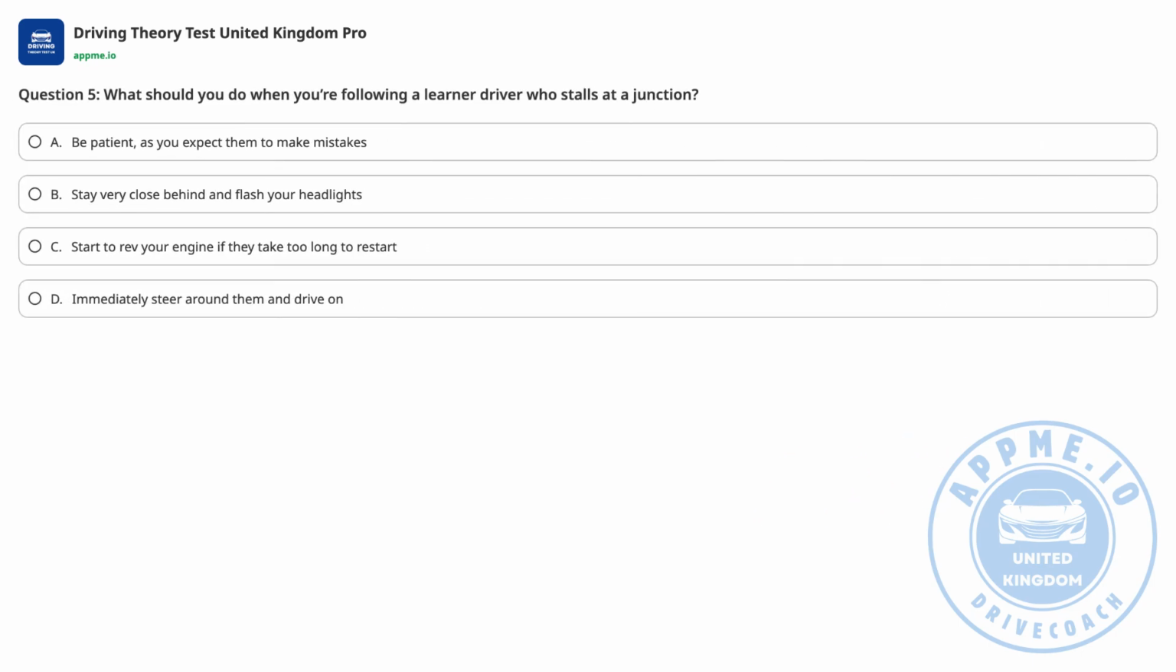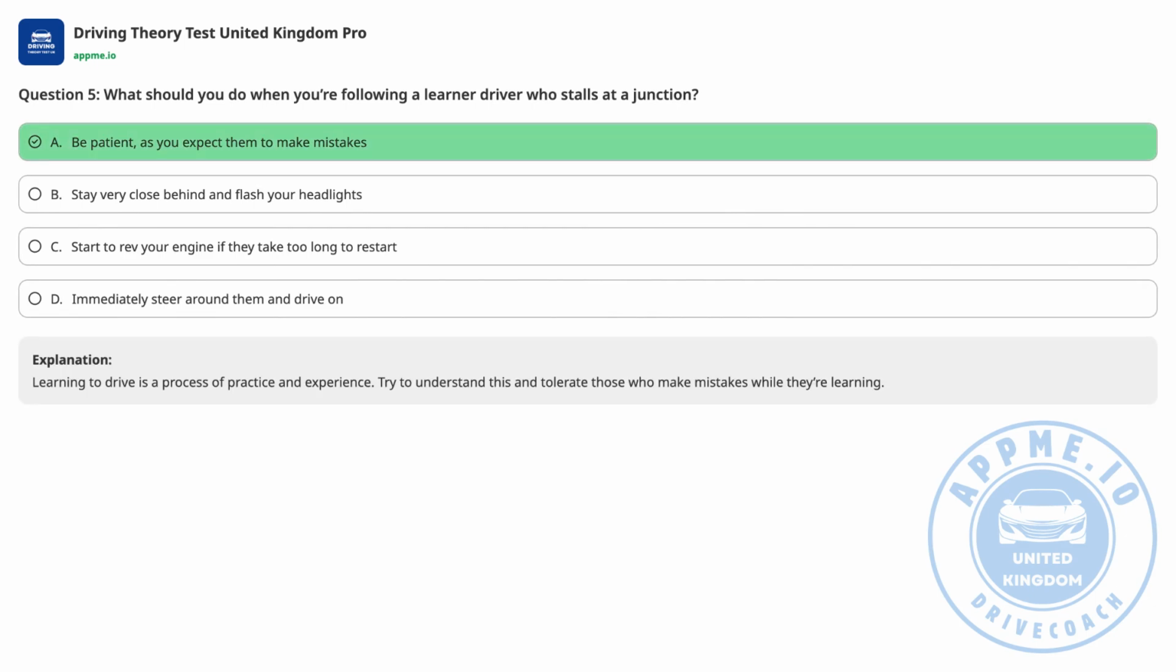Question 5. What should you do when you're following a learner driver who stalls at a junction? A. Be patient, as you expect them to make mistakes. B. Stay very close behind and flash your headlights. C. Start to rev your engine if they take too long to restart. D. Immediately steer around them and drive on. The correct answer is A.